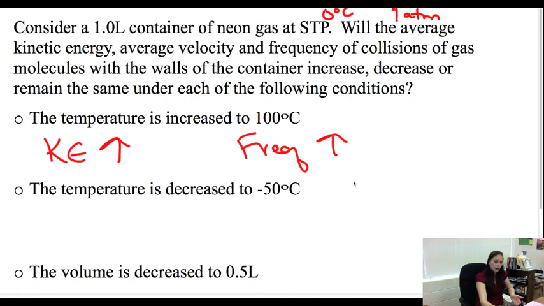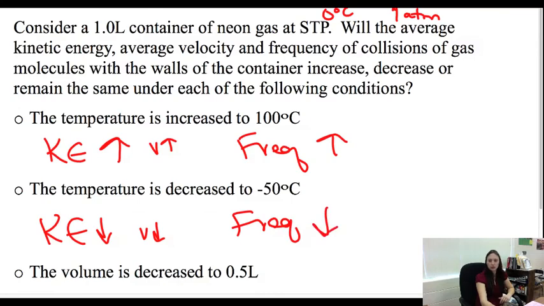If my kinetic energy goes up, obviously my velocity is going to go up. If my temperature is decreased, the exact opposite is going to happen. My kinetic energy is going to go down, my velocity is going to go down, and I'm going to be moving a lot slower, which means my frequency of collisions is going to go down.